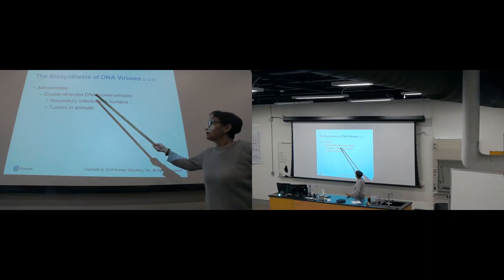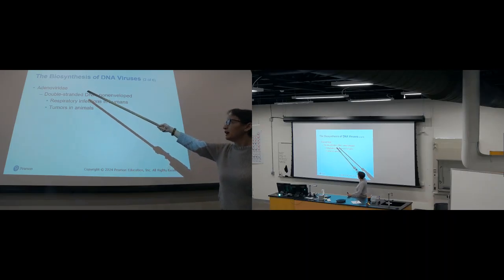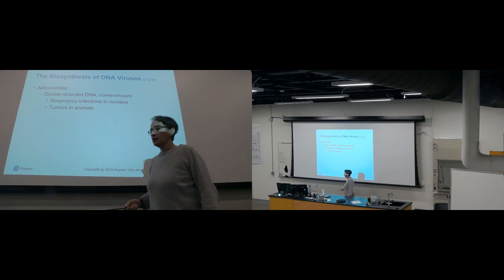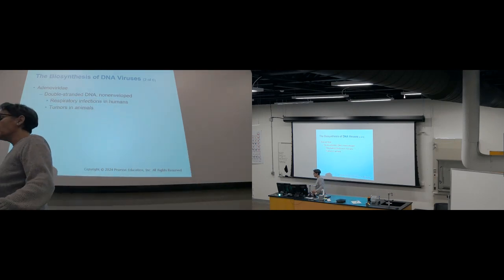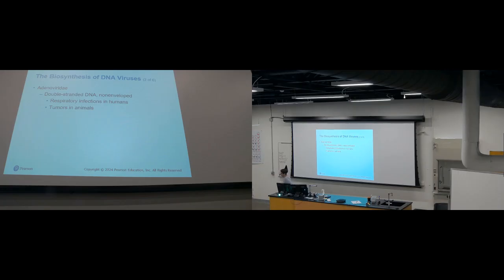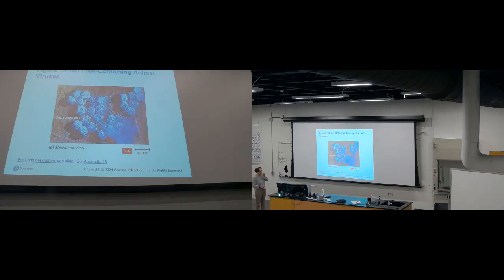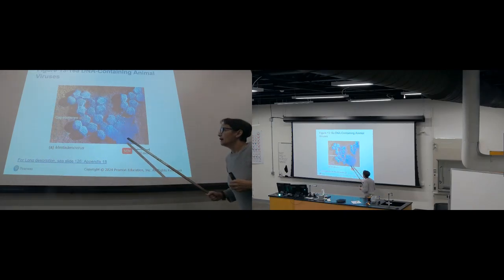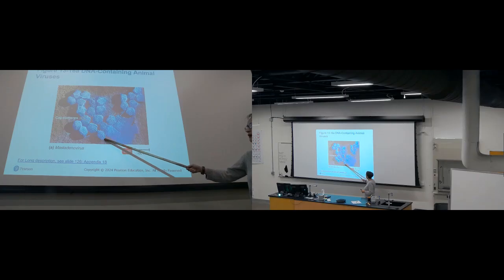So for DNA viruses that are double-stranded, we have adenoviridae that is not enveloped, so it's a naked double-stranded DNA virus. Mostly causes infections in humans, and then we have a type of virus that is called mastadenovirus that infects the udders of cows, and it can form tumors in cows. So this is mastadenovirus, for instance. This is a scanning electron micrograph that shows you the shape of this virus.